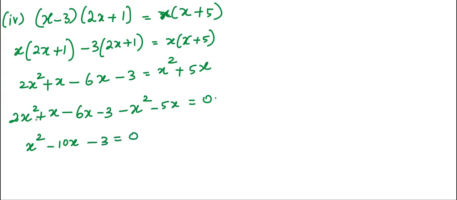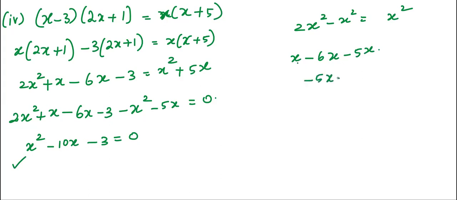Again, I'll explain. So 2x square minus x square will become x square. So that's how we got the first term. And what about the x? There is x minus 6x and minus 5x. So let's simplify. x minus 6x will become minus 5x. Again, there is one more minus 5x. If you add them together, it will become minus 10x. So that's how we got minus 10x here. Then minus 3 is equal to 0. There is no other constant term, only 3 is there.